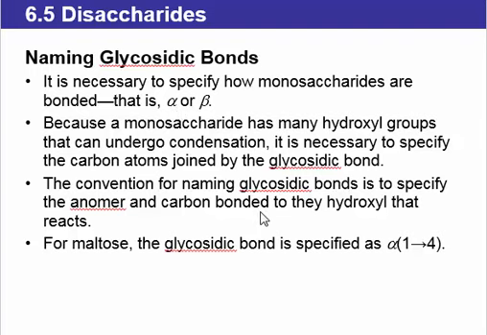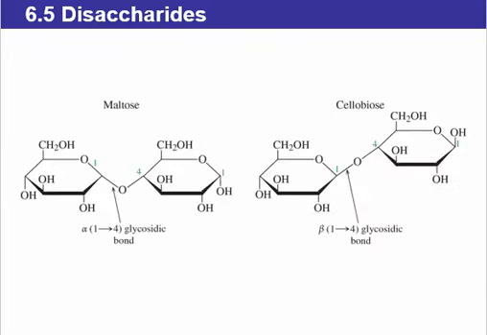And when two monosaccharides bond together, it's also important to identify which carbons the hydroxyl came from that reacted, because monosaccharides have a lot of different hydroxyl groups. So for example, for maltose, we would call that an alpha, and then in parentheses, 1 arrow 4. So the first carbon that is always listed is the anomeric carbon, and in glucose, that anomeric carbon is always C1.